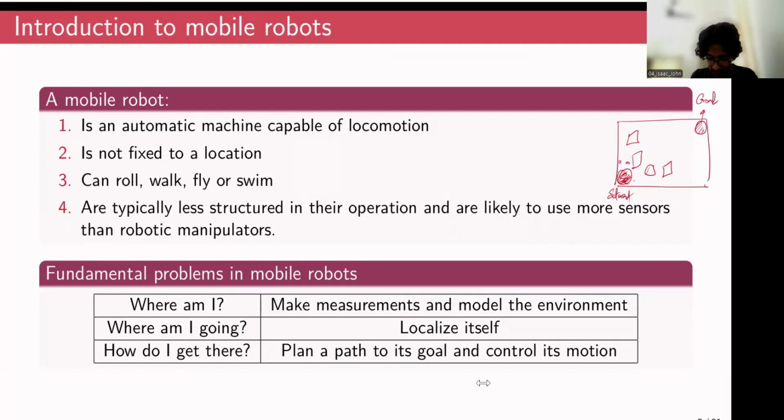And then, how do I get there? It has to plan a path to its goal and control its motion. Once it has created a path, it has to navigate around the obstacles, and eventually it'll have to find an optimal path to reach its goal position. It can have multiple such options: it can go through this way, this way, or this way.